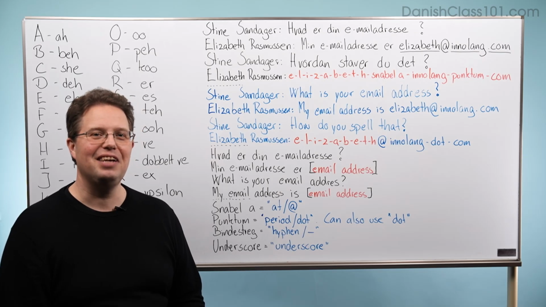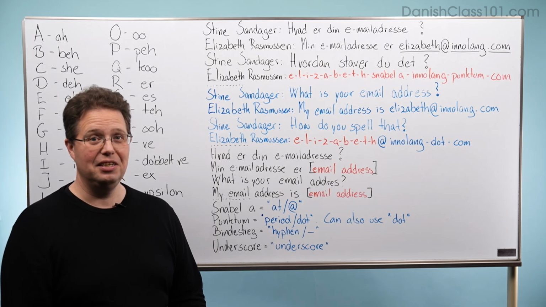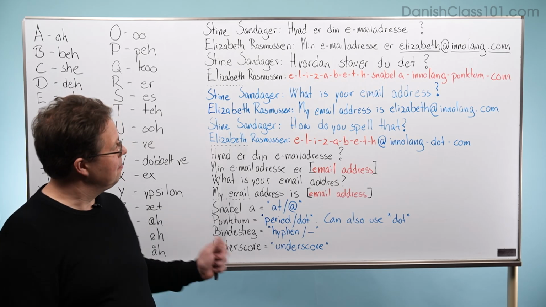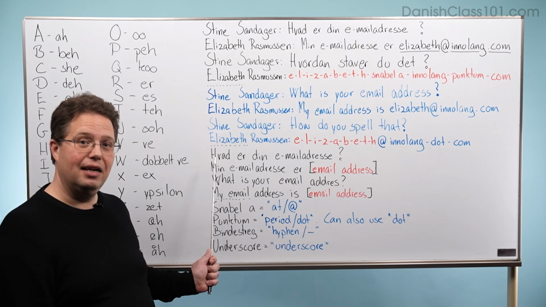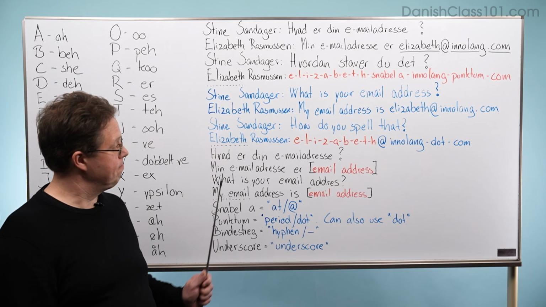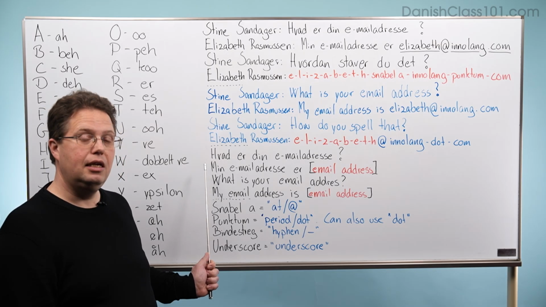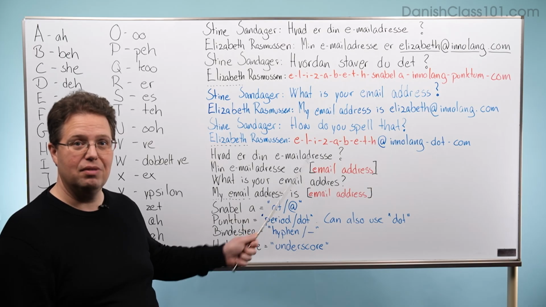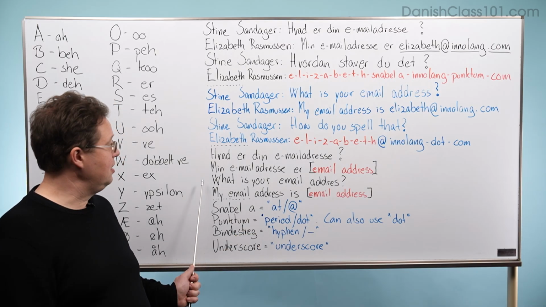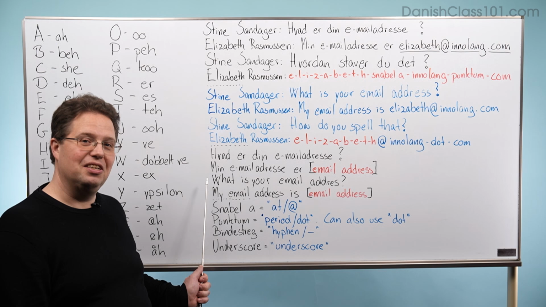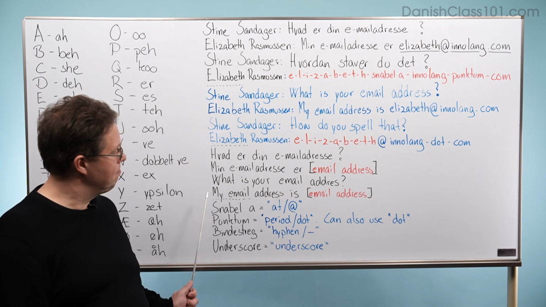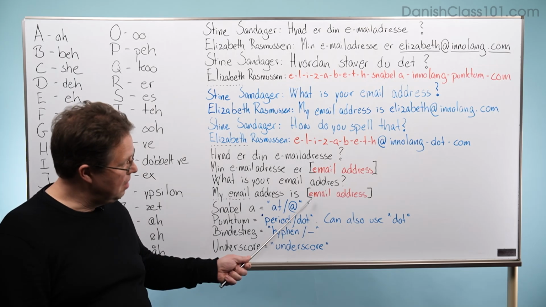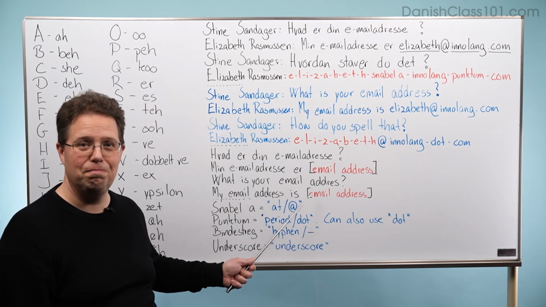Now, let's look at the sentence pattern. This pattern was the structure that our dialogue followed. Hvad er din e-mailadresse? Min e-mailadresse er, and you insert your email address. The English goes like this. What is your email address? My email address is, and insert your email address.